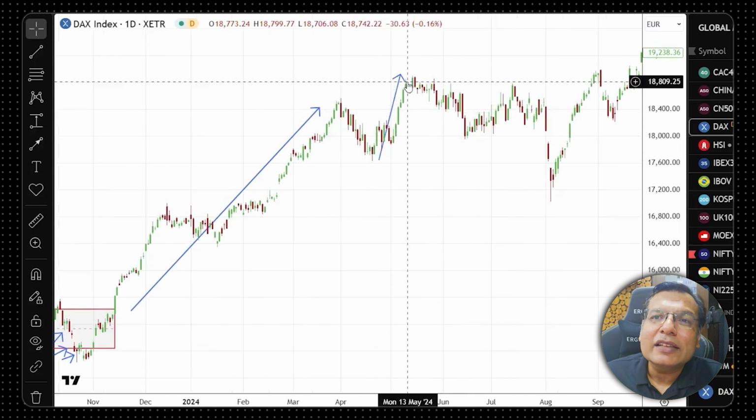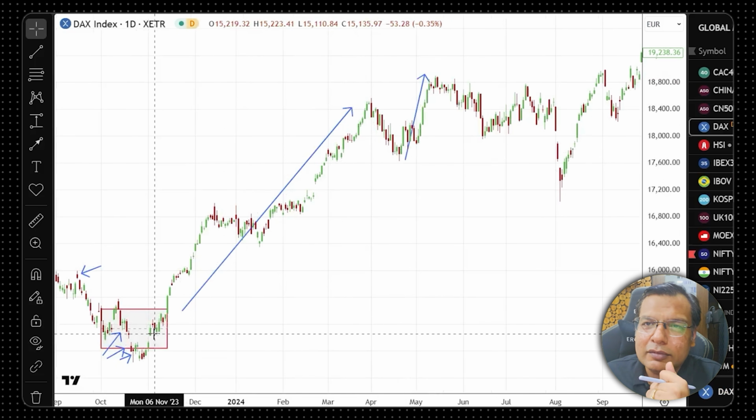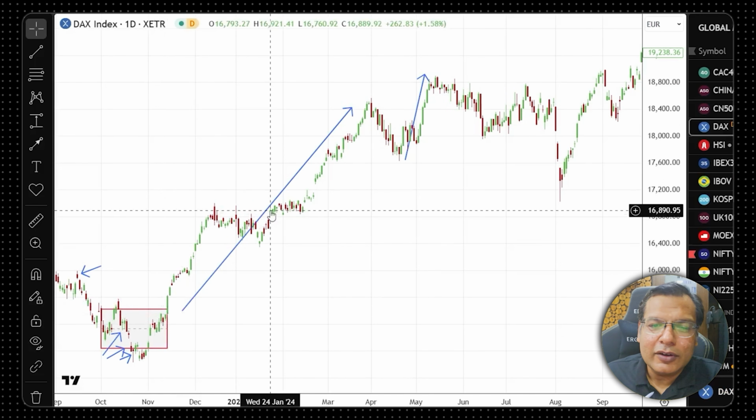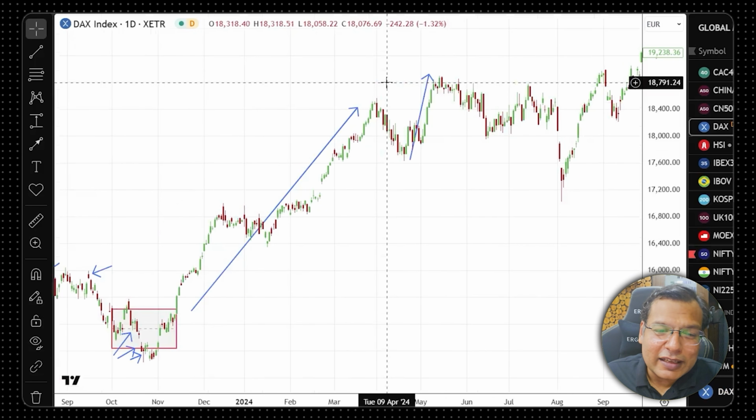Here, the trend has become like a senior citizen, right? So if you ask an infant to run, he will run very, very fast, okay? But if you ask a senior citizen to run, he won't be able to run. And if you push him to run, ultimately he will collapse. And this is what really happens.